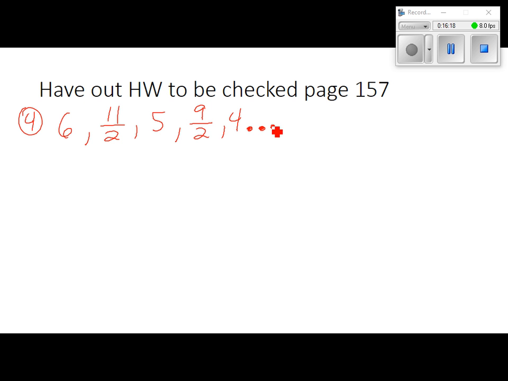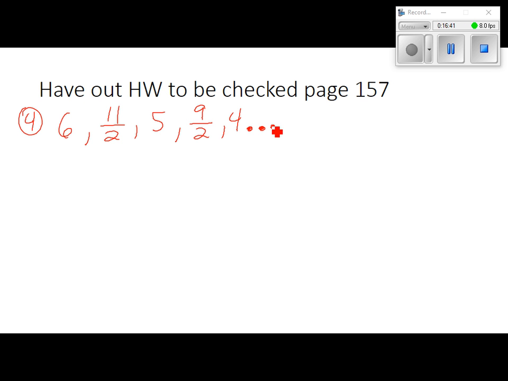Anybody figure out what we were doing here? Every one you add, you subtract a half. Is that what we're doing, subtracting a half? You maybe could go that route, but there might be an easier way. What if you did this?